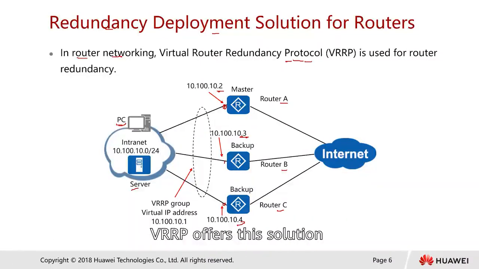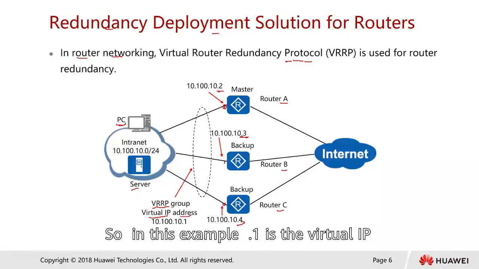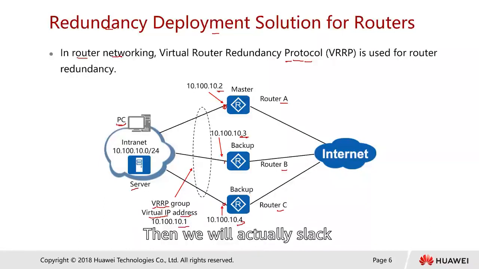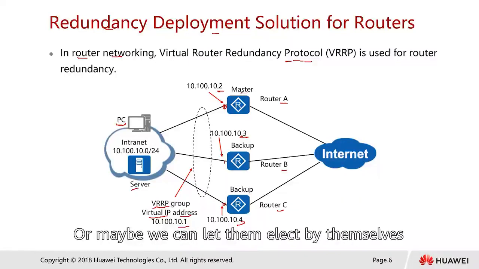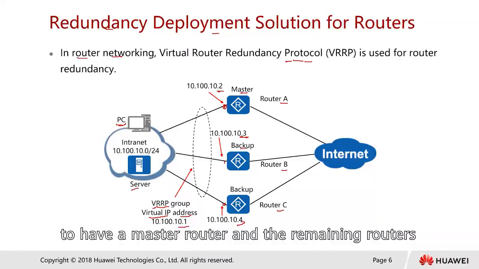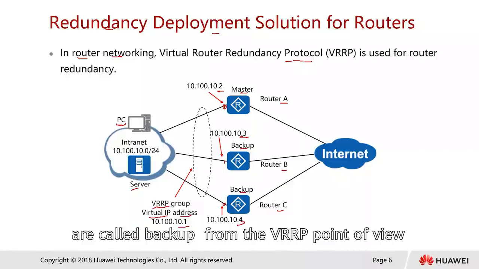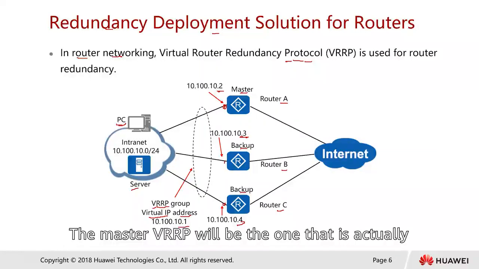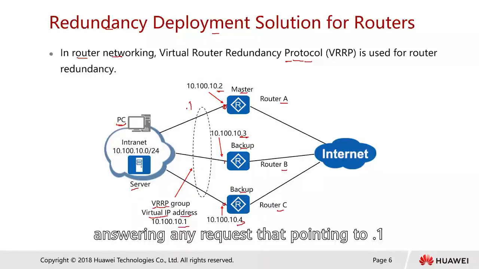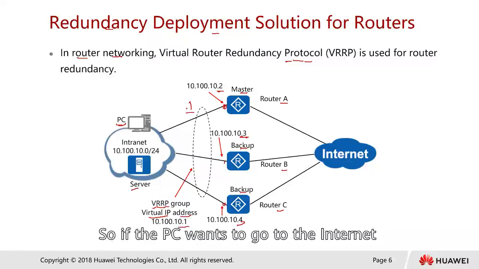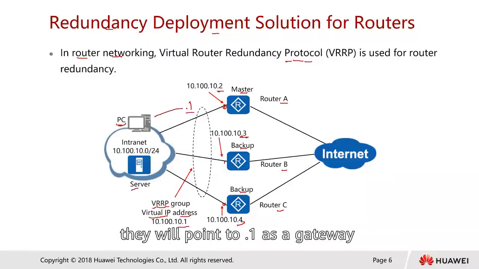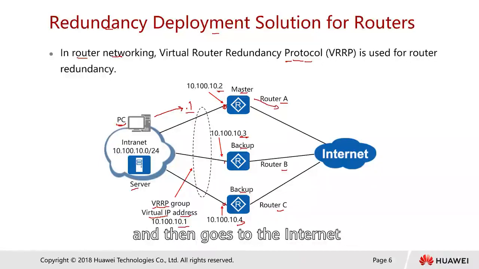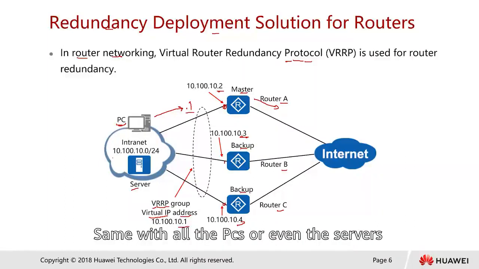So VRRP offers a solution where you can configure what we call a virtual IP. In this example, .1 is the virtual IP. We can select, or let the routers elect by themselves, a master router, and the remaining routers we call backups. From the VRRP point of view, we have a master VRRP and two backup VRRPs. The master will answer any request pointing to .1. So if a PC wants to go to the internet, it points to .1 as the gateway, and the master handles the traffic and forwards it to the internet. The same goes for all the PCs and even the servers in the environment.